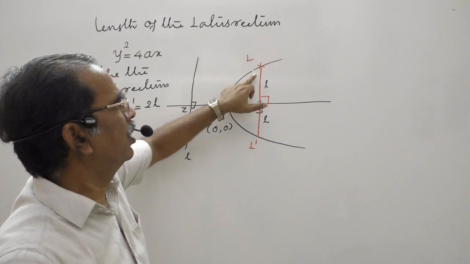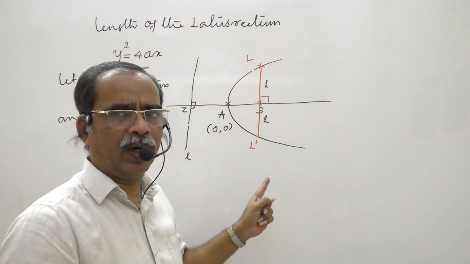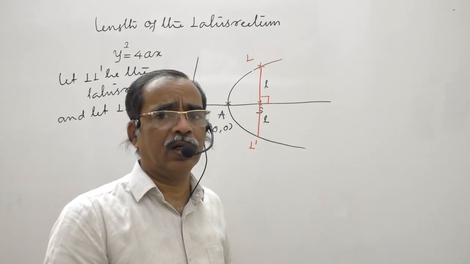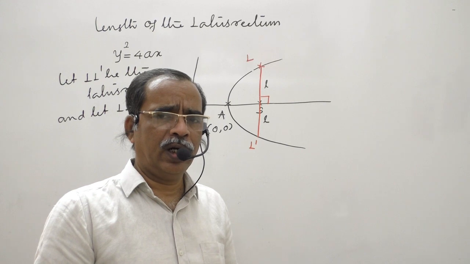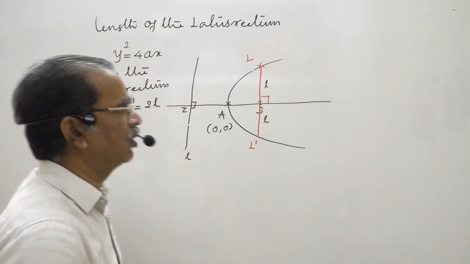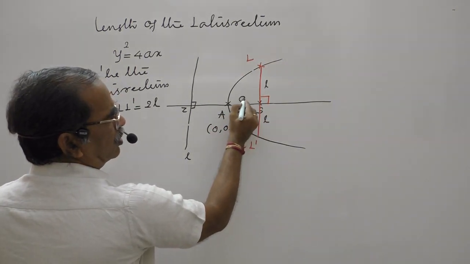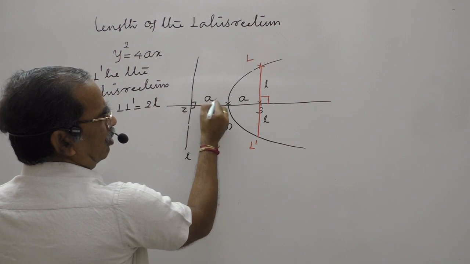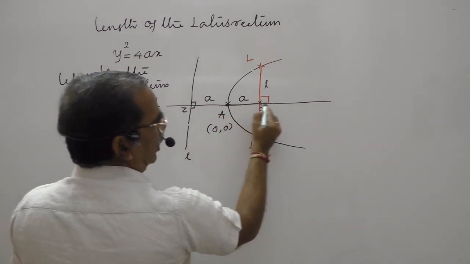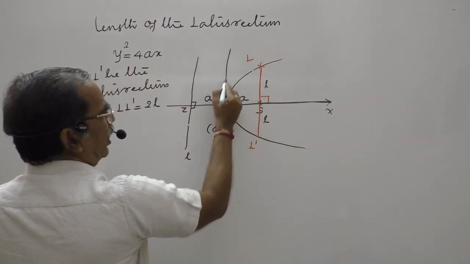What is this? Latus rectum. Latus rectum is a focal chord perpendicular to axis, which is also a double ordinate. What is a double ordinate? Any chord perpendicular to axis is a double ordinate. Okay. So what will be the distance from this to this? We have taken it in the standard form, a. Now this is origin, this is x-axis, this line is y-axis.